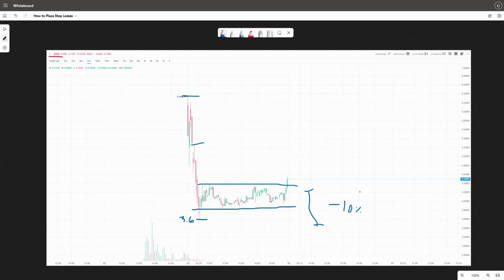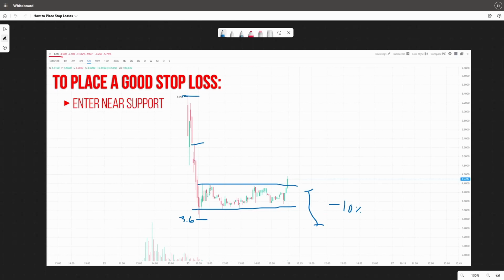So in order to be able to place a good stop loss, you want to enter near a support and stop out below it, right? You want to stop out below the nearest psychological round number. So 3.6 is the round number down here, and you can stop out right below it if the price does close under it.